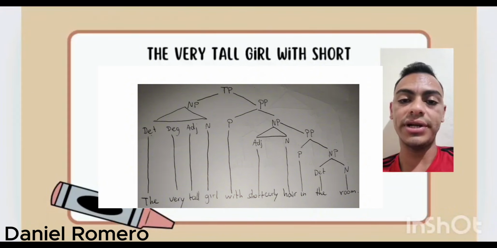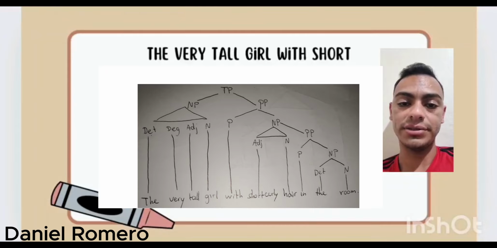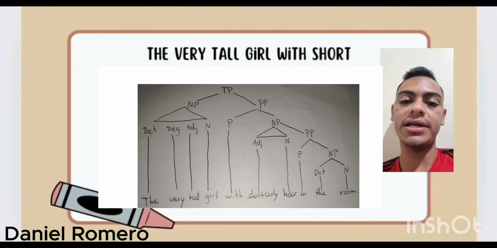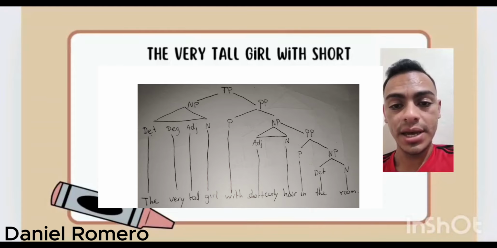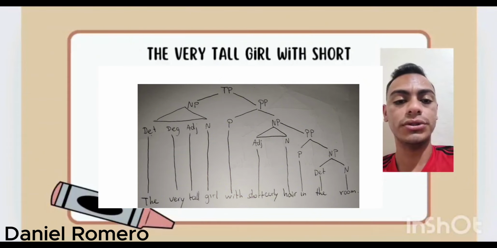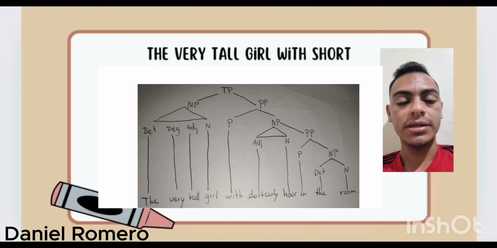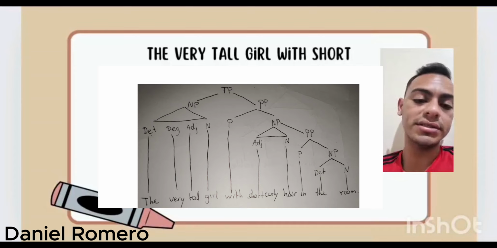The prepositional phrase is divided into a preposition and the noun phrase. The preposition is in. The noun phrase is divided into a determiner and the noun. The determiner is the, and the noun is room. So in conclusion, we have the very tall girl with short curly hair in the room. That was my explanation of these three sentences.